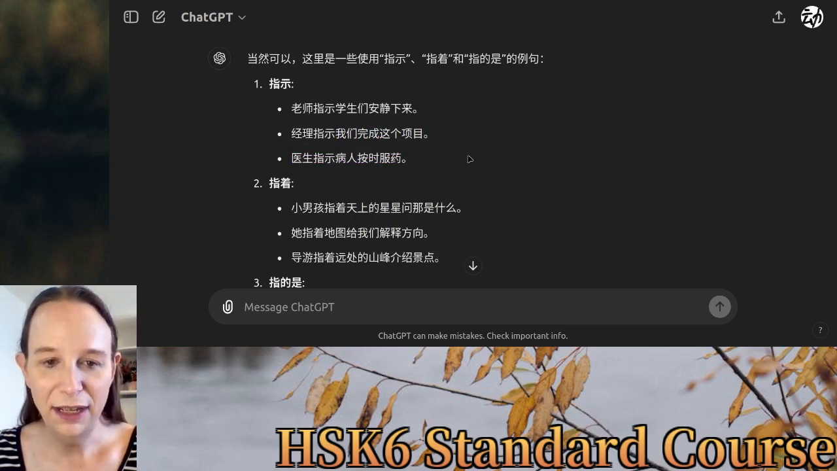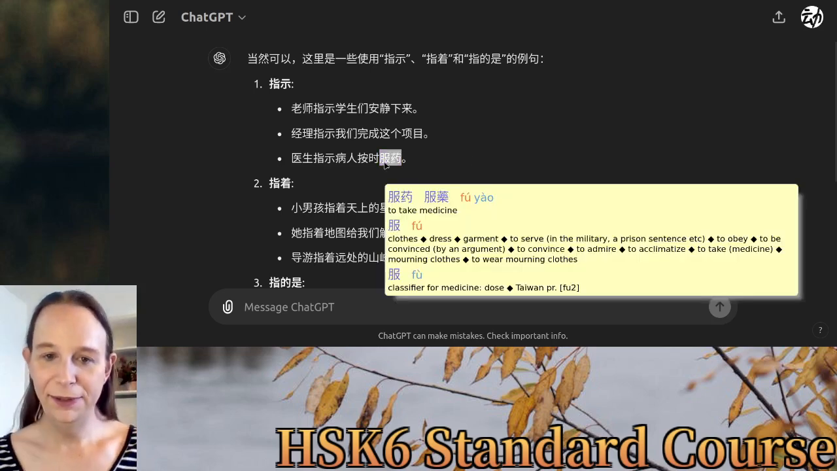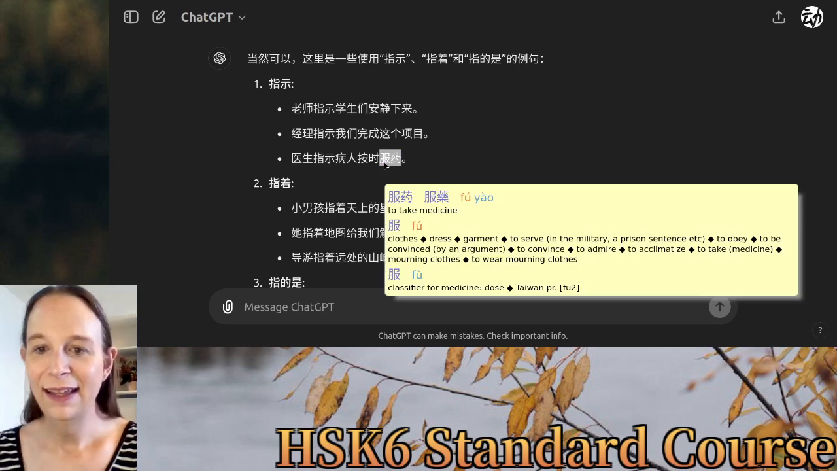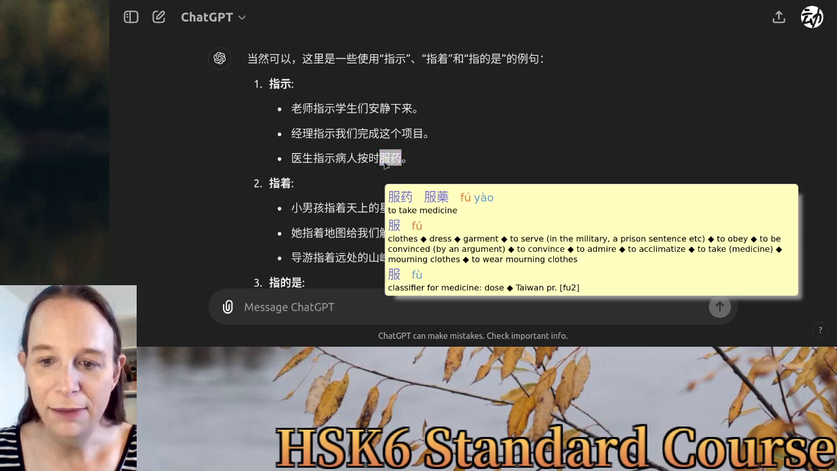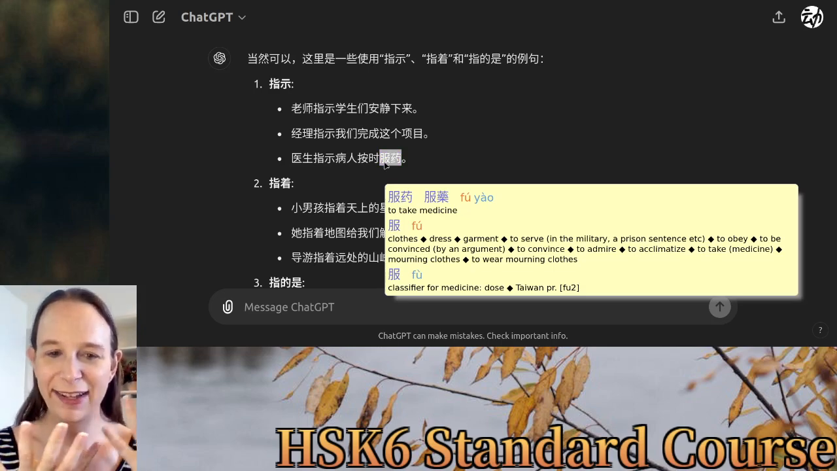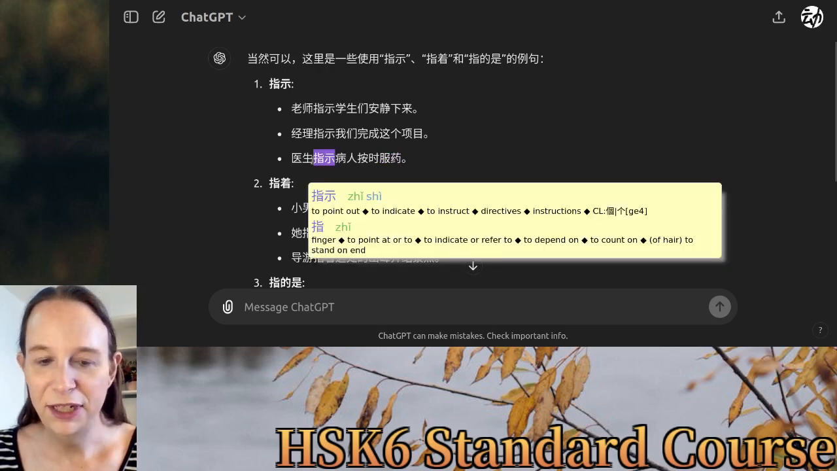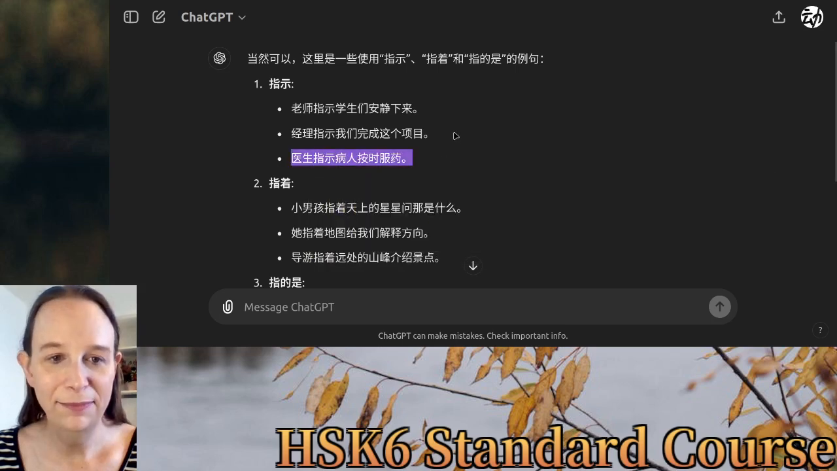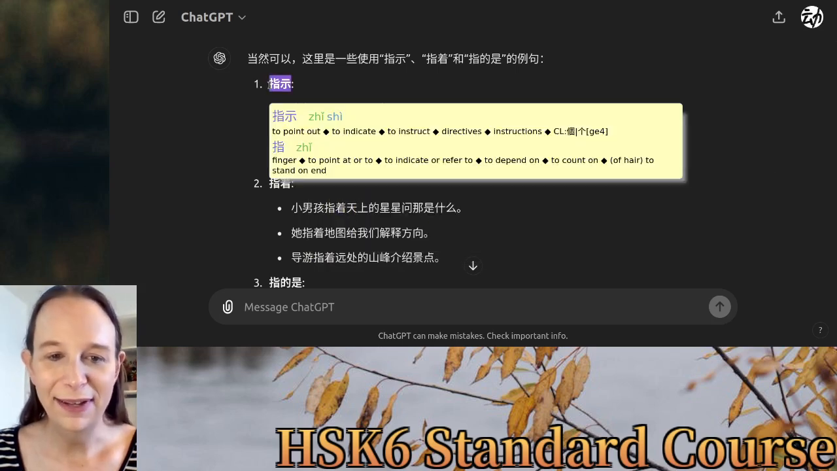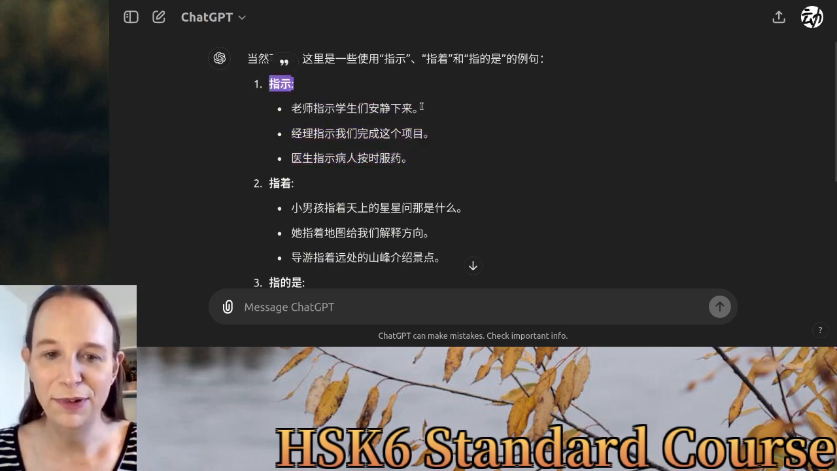医生指示病人按时服药. So this 服 is a verb meaning to ingest, to take medicine. 服药, yeah, to take medicine. Okay, so this is a formal term. Normally you can say 吃药, but a doctor would say 服药 because they're professional. 指示, so instructed, this one. Yeah. But there's also more usages. So we'll ask ChatGPT for more.